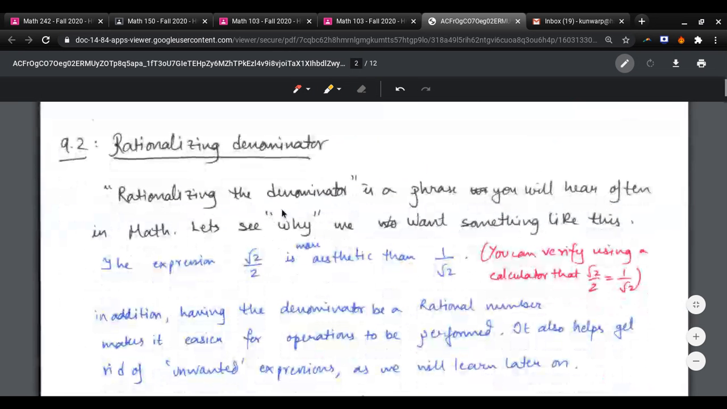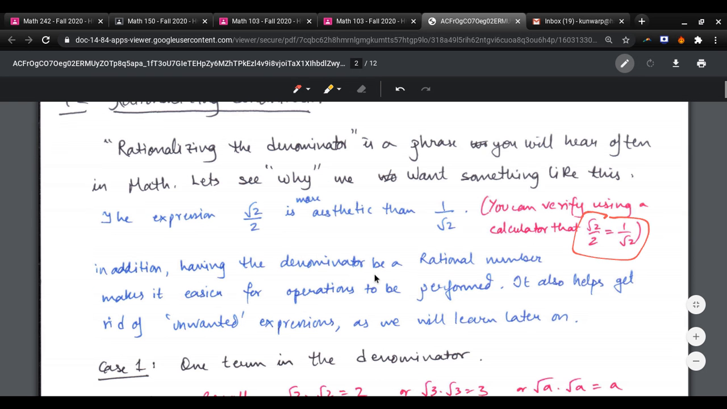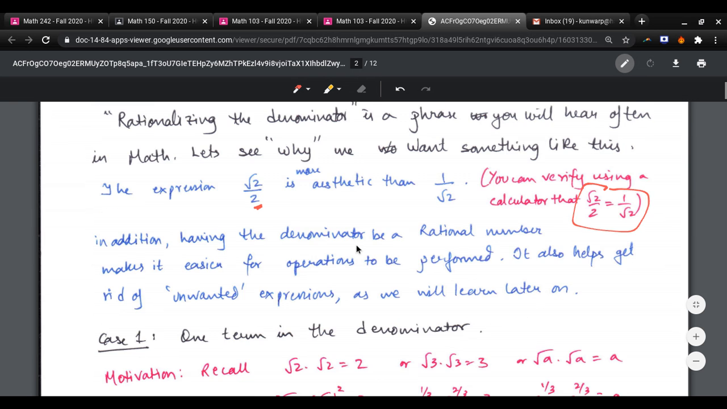Well, the next topic is called rationalizing the denominator. Rationalizing a denominator is a phrase you will hear often in math. Let's see why we want to do something like this. Now, let's look at the expression square root 2 over 2. It is more aesthetic than the expression 1 over root 2. You can verify using a calculator that these in fact are the same. In addition, having the denominator to be a rational number, as in this case, makes it easier for operations to be performed. It also helps get rid of unwanted expressions, as we will learn later on.